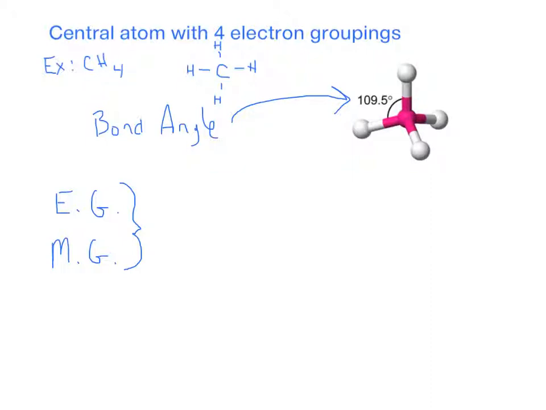And what's the name of that geometry? Tetrahedral. Tetra, of course, being 4, and hedral, just giving it its shape. So it's a 4-sided object or 4-atomed object. So there we have it.